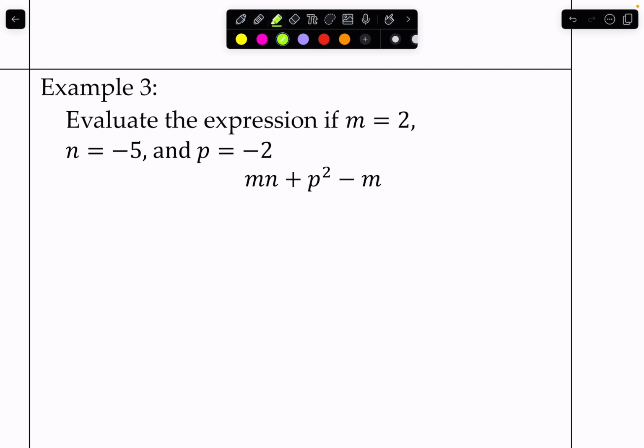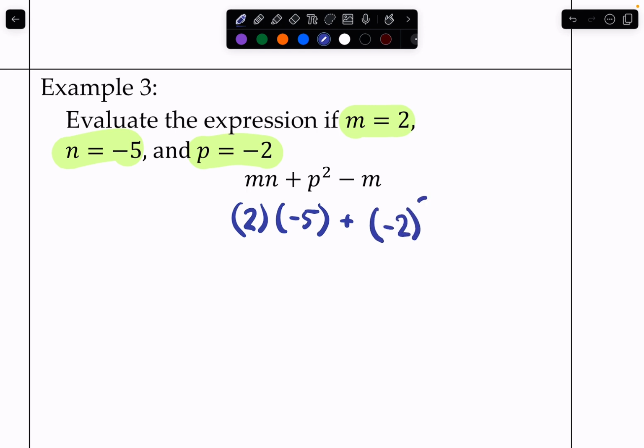So you'll notice that we have variables, but then we have values for these variables, right? M is equal to 2, N is equal to negative 5, P is equal to negative 2. We're going to rewrite this expression with those values plugged in. So my M is going to become a 2. And the first time I plug these numbers in, I like to put parentheses around them. Especially with the negative numbers, it really helps reduce the possibility of mistakes here. So like this P squared, it's really important to write that negative 2 inside parentheses and then square it. And we got minus M, so that's minus 2.